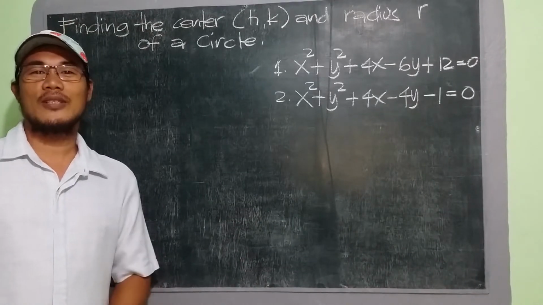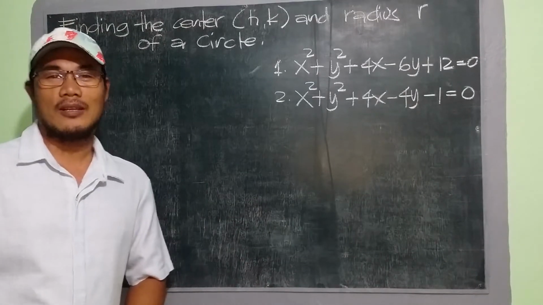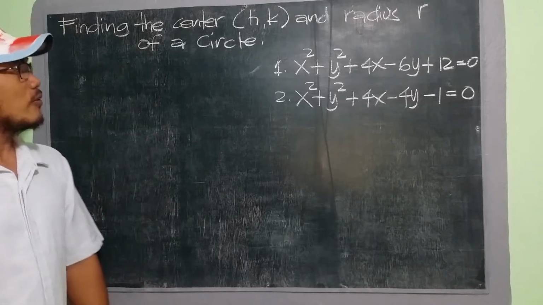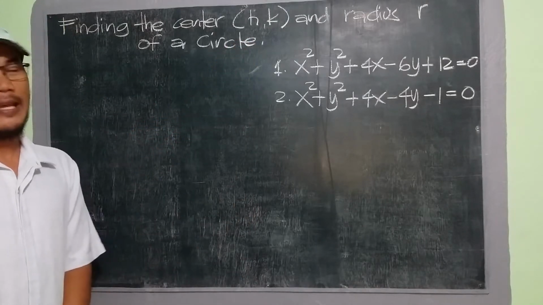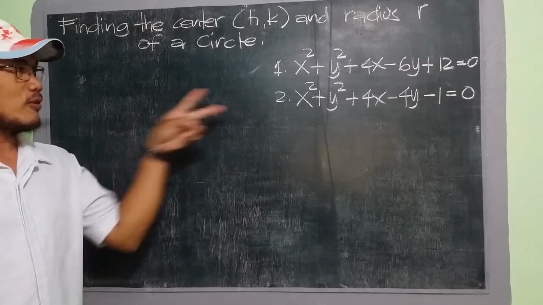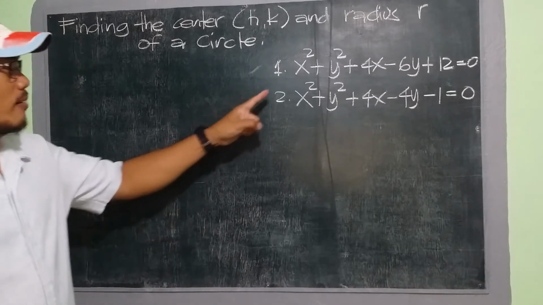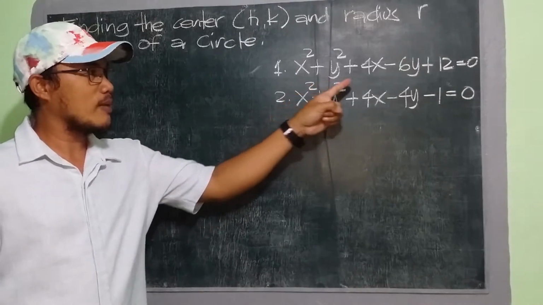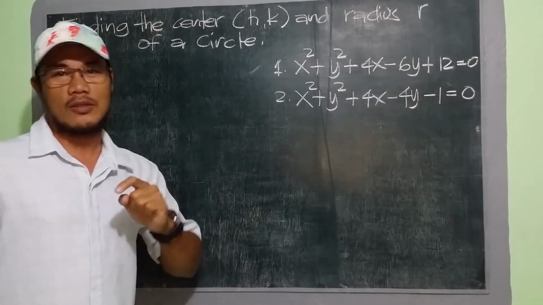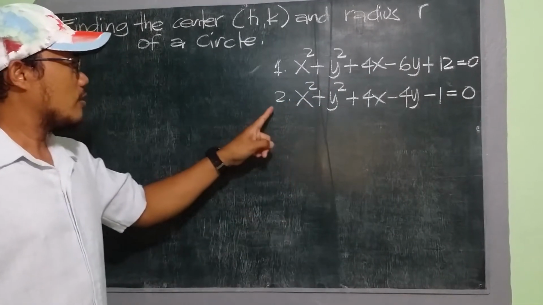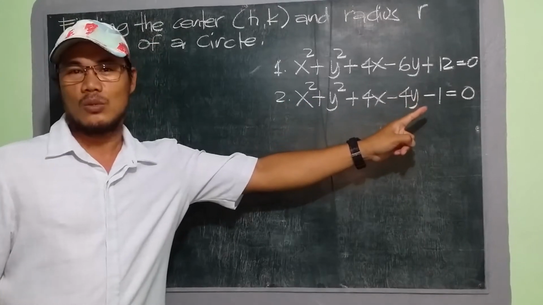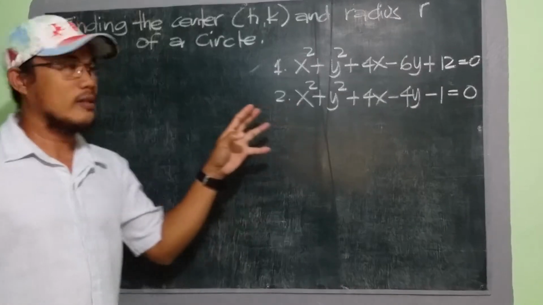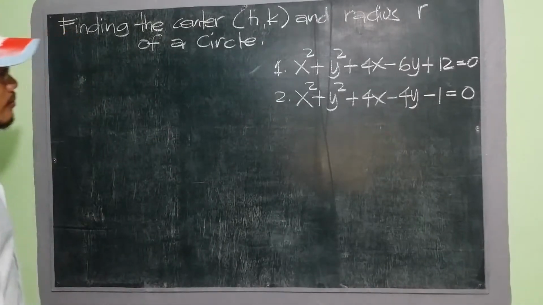Hello everyone, our topic for today's video is all about finding the center, h k, and radius r of a circle. Now we have two examples on the board. The first one is x squared plus y squared plus 4x minus 6y plus 12 is equal to 0. And the other one is x squared plus y squared plus 4x minus 4y minus 1 is equal to 0. So let us start with our number one example.